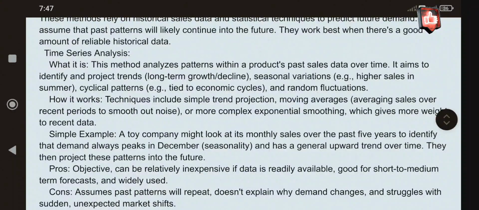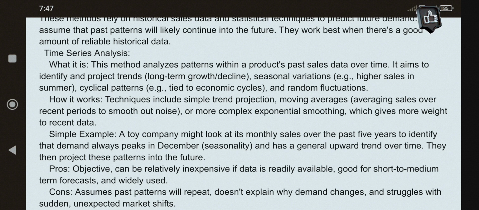Time series analysis. What it is: this method analyzes patterns within a product's past sales data over time. It aims to identify and project trends, long-term growth, decline, seasonal variations, e.g., higher sales in summer, cyclical patterns, e.g., tied to economic cycles, and random fluctuations. How it works: techniques include simple trend projection, moving averages, averaging sales over recent periods to smooth out noise, or more complex exponential smoothing, which gives more weight to recent data.